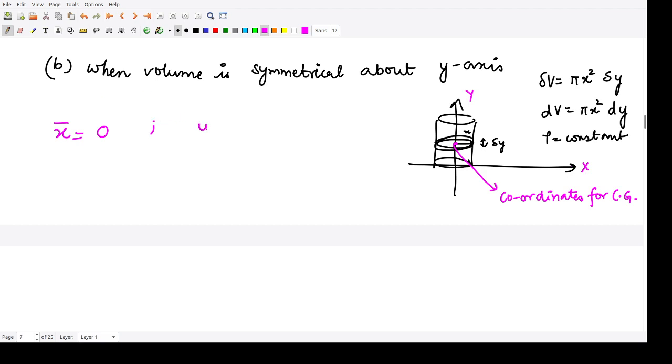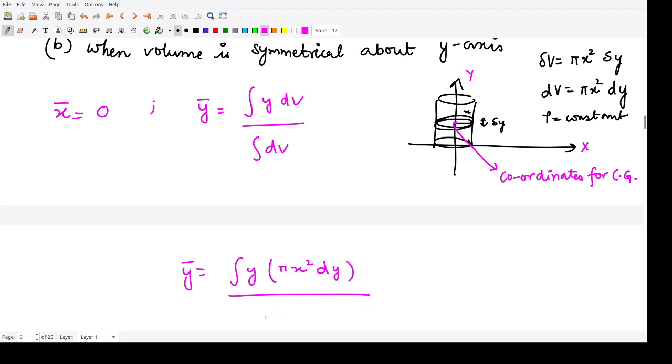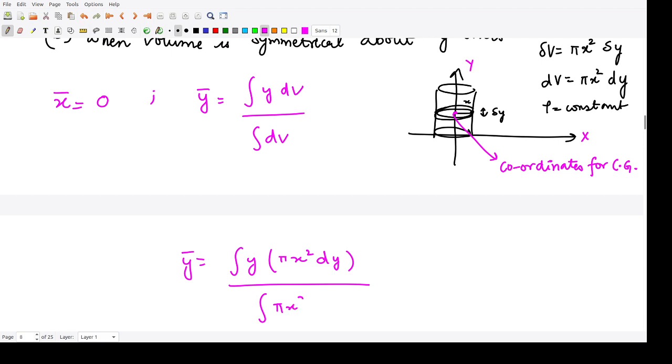And the coordinates for this y bar would be integration y dV divided by dV. So we'll just substitute its value. dV would be nothing but pi x square dy, and then divided by pi x square dy. So these are the coordinates, and x bar is equal to 0. These are the coordinates for the center of gravity in this particular case.